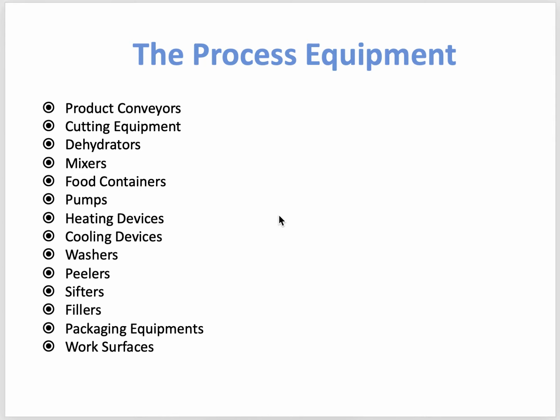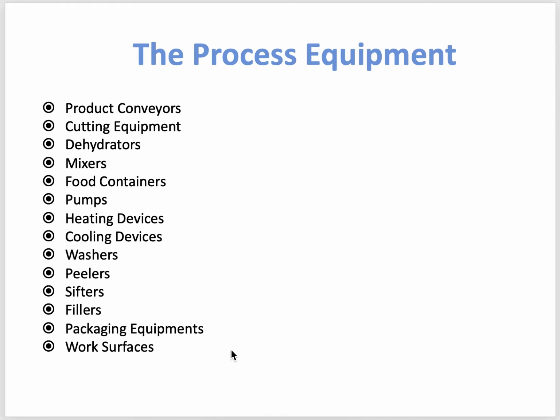This is the second part of lecture 4, and in this video I'll try to give you a brief idea about the equipment that is used in the food processing plant. In the food processing plant, many different types of machinery and equipment are used, such as conveyors to transport the product, cutting equipment, dehydrators or dryers, mixers, food containers, pumps, heating devices, cooling devices, washers, peelers, sifters, fillers, packaging equipment, work surfaces, etc.